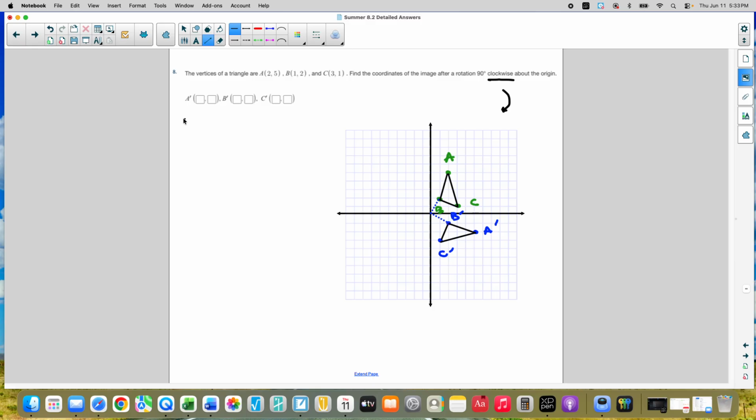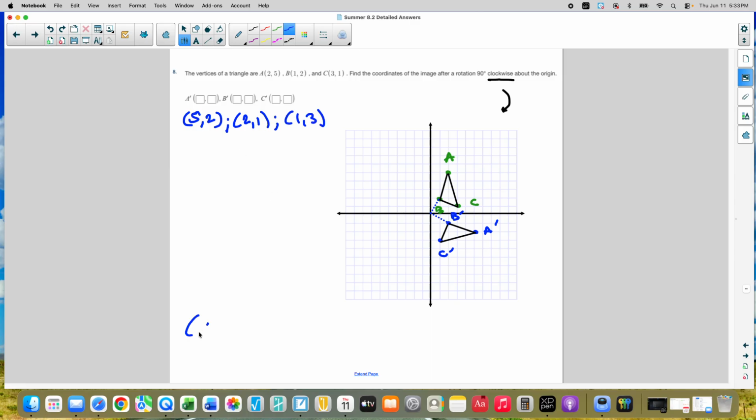And now let's look at the points. A prime is going to be 5, comma 2. We can do it in blue. B prime is going to be 2, comma 1. And C prime is going to be 1, comma 3. So what do we notice?